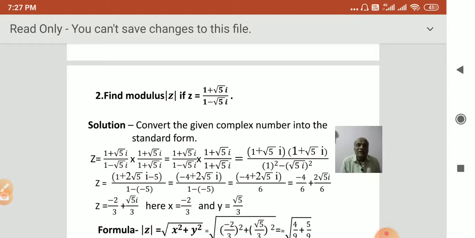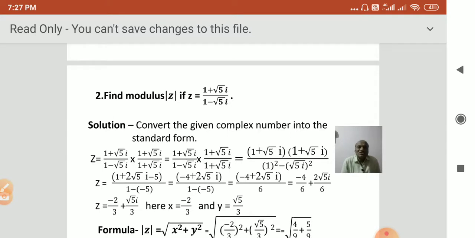So simplify the real part. 1 minus 5, so this will be minus 4, and 2 times square root of 5i divided by 6. Now write separately: minus 4 divided by 6 plus 2 times square root of 5i divided by 6. So after simplification we get z equal to minus 2 by 3 plus root 5 divided by 3 i. Now we have converted the given complex number into standard form.